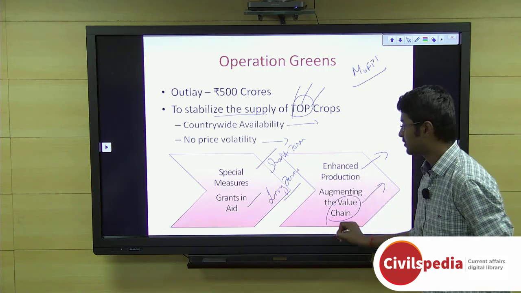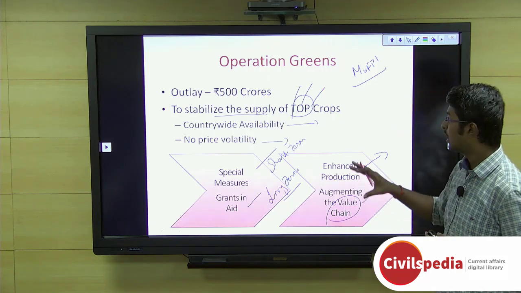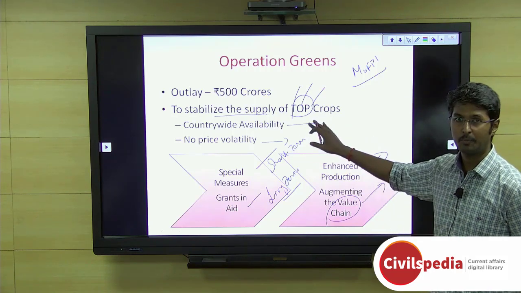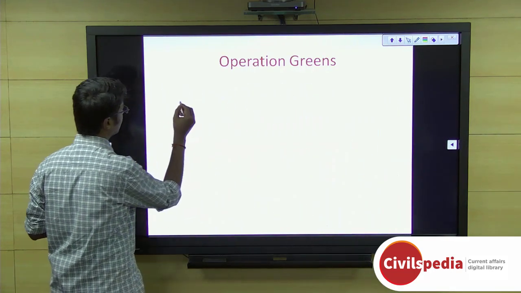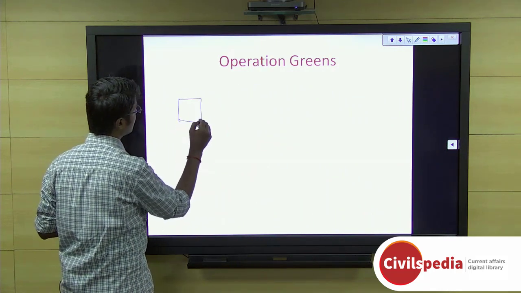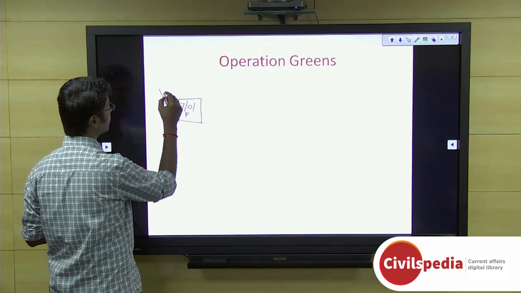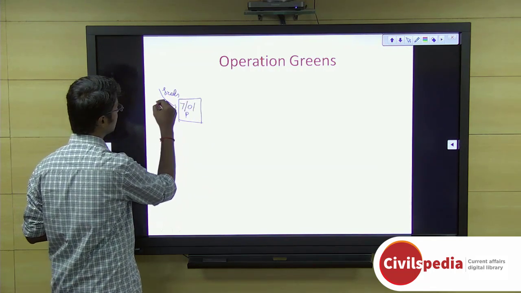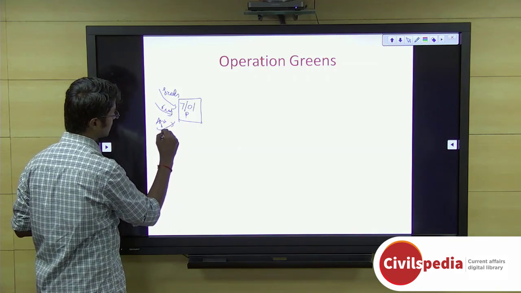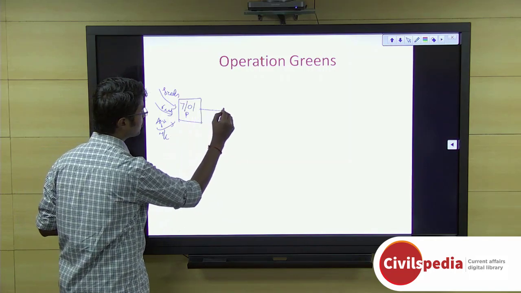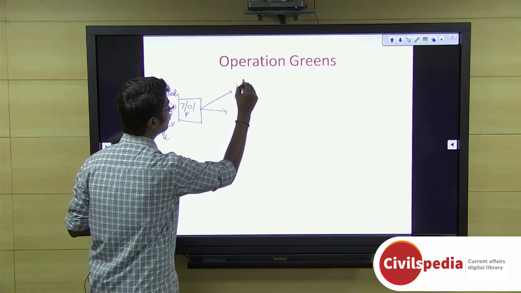So here comes the value chain. I would like to illustrate what the value chain is, especially when it comes to production of the crops, vegetables of TOP, the tomato, onion and the potatoes. So let me start illustrating it. So you have tomato crop, onion crop and potato crops. So you need inputs such as seeds, fertilizers and any agricultural machineries. These are the inputs.